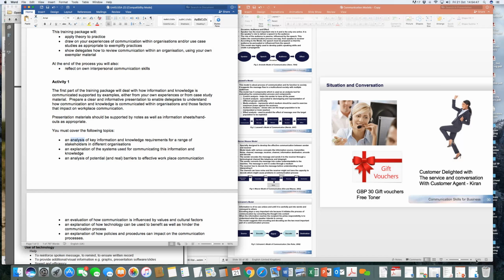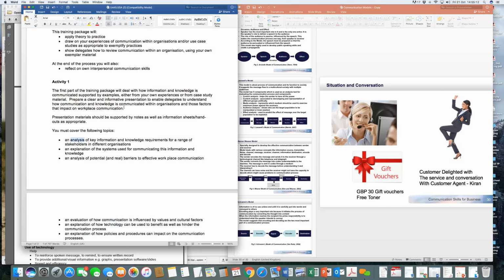So do I have to do a particular course? In order to produce a handout, do I need to put a course together? No, you don't need to. The situation given in activity 1 is basically to give you a scenario or a context to be able to do these tasks.